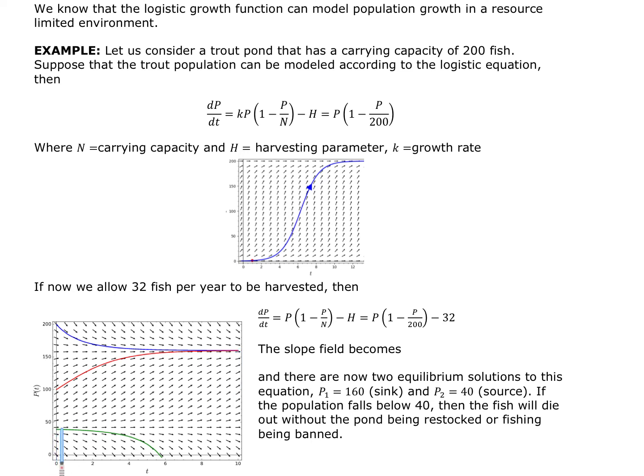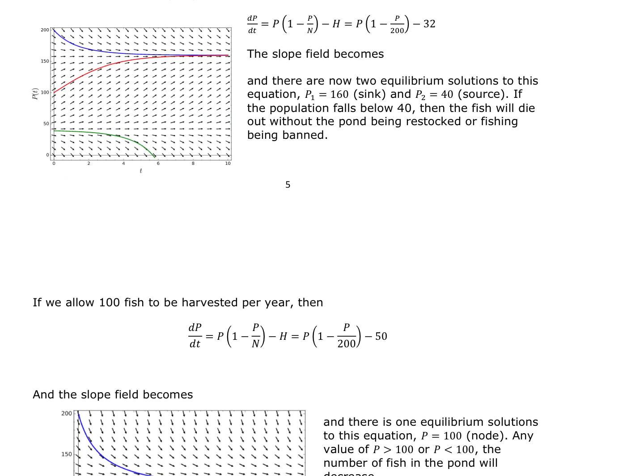If I started out with less than 40 fish, then when I start harvesting 32 fish per year, the number of fish in the pond eventually will go to 0. So you can see this is a source, which means it is unstable. This equilibrium point is unstable. I have to have more than 40 fish. If I have less than 40 fish, all of the fish are going to eventually die out.